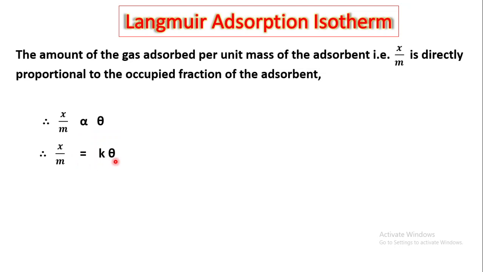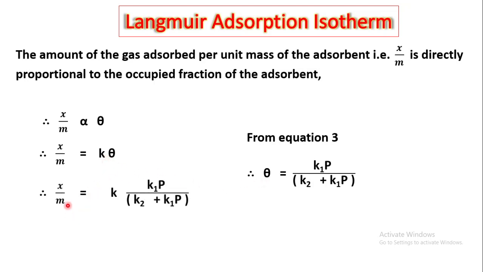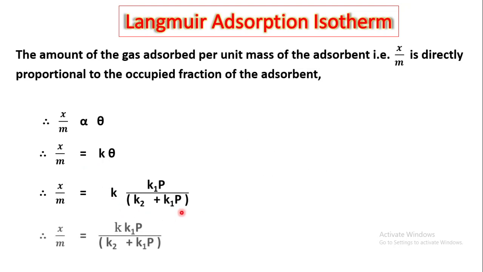Now theta, we have just derived the equation: theta is equal to k1 times p upon k2 plus k1p. Let us put this value of theta in this equation. Then we get x by m equal to k times k1 into p upon k2 plus k1p. I have just put the value of theta which we derived into this equation, and we get this. Now let us simplify this equation. So we get k into k1 p upon k2 plus k1 into p.